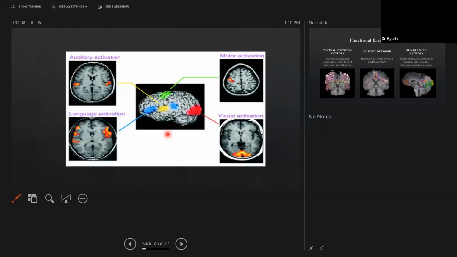So, for example, here in this picture, we can see that when a patient was asked to perform various activities, various regions of the brain were activated. For example, in visual activation, the occipital lobe, and auditory and motor. So various other regions were activated. So this is the basis of functional MRI. It has led to the defining of other networks.